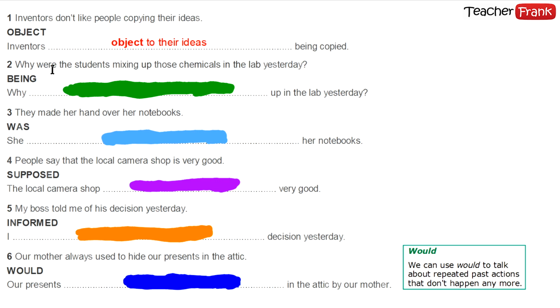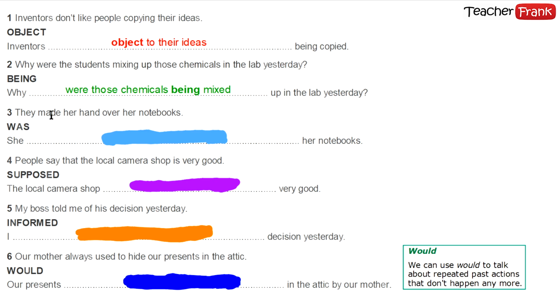And number two, why were the students mixing up those chemicals in the lab yesterday? So you have to use being. Why were those chemicals being mixed up in the lab yesterday? See, this is the passive voice. And this again, it is in the passive voice.